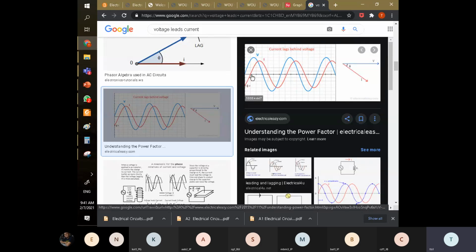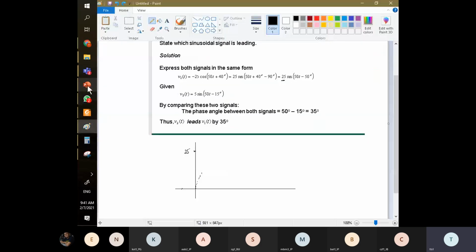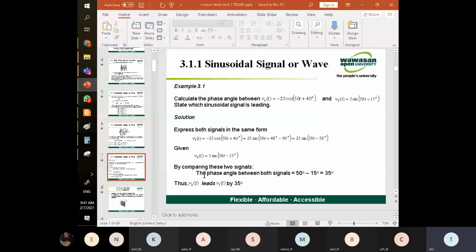But I think this is wrong already. This statement is wrong because minus 50 is more to the left hand side. So voltage V1 leads the V2. So every time you come here, you confuse me sometimes. Sometimes they do make a mistake, okay.